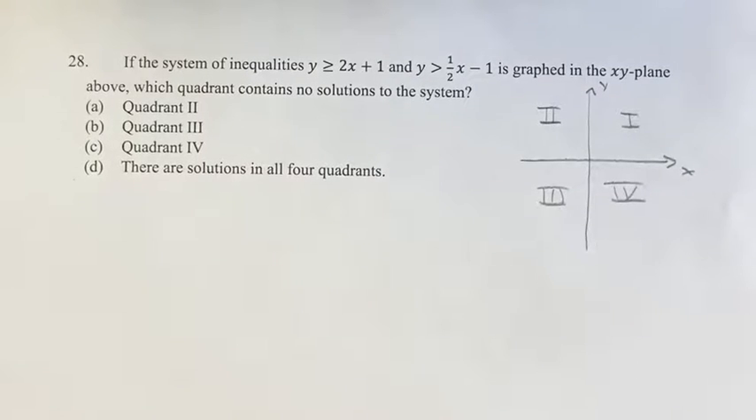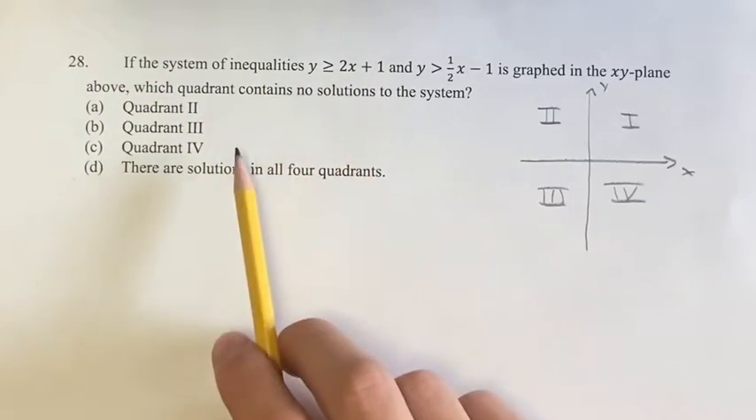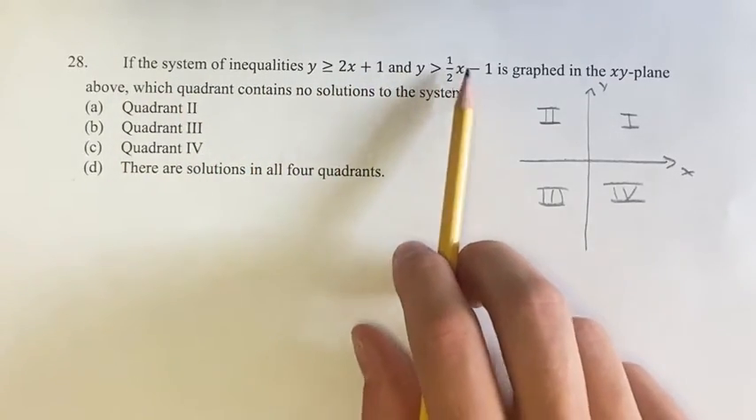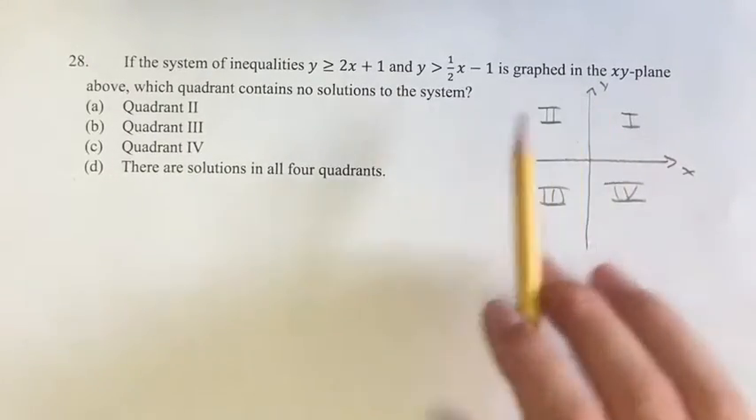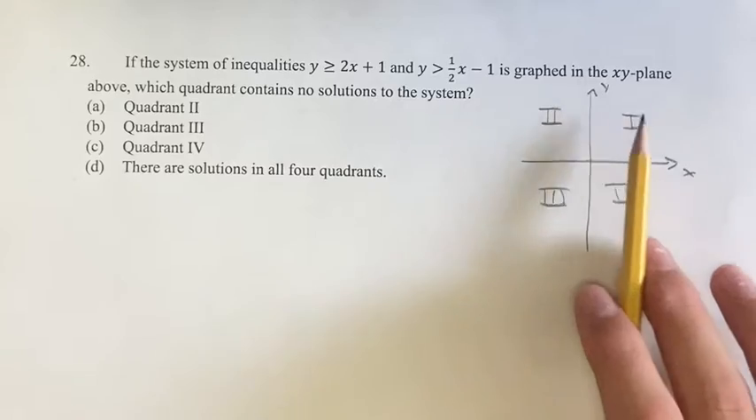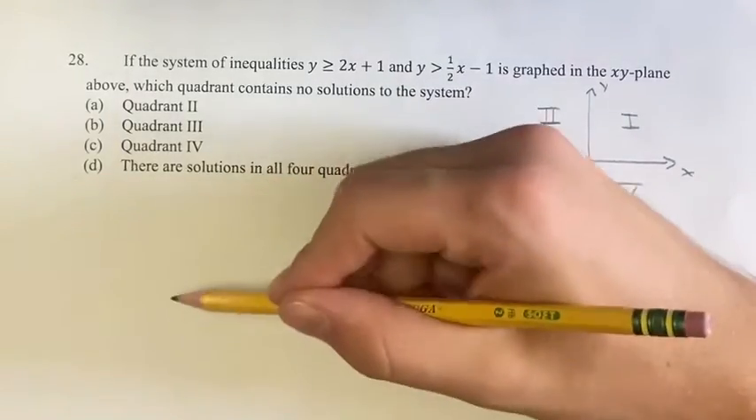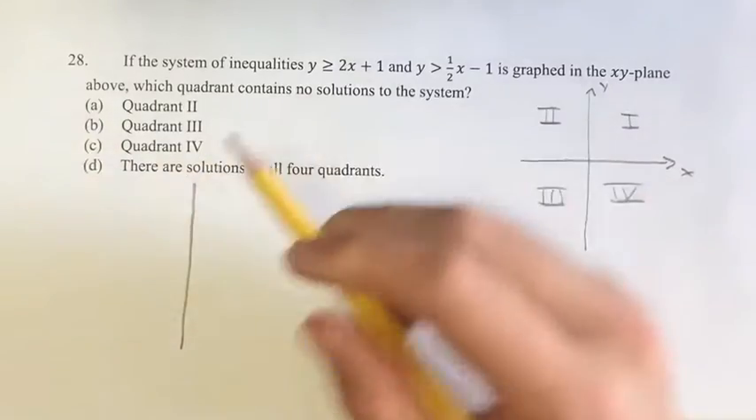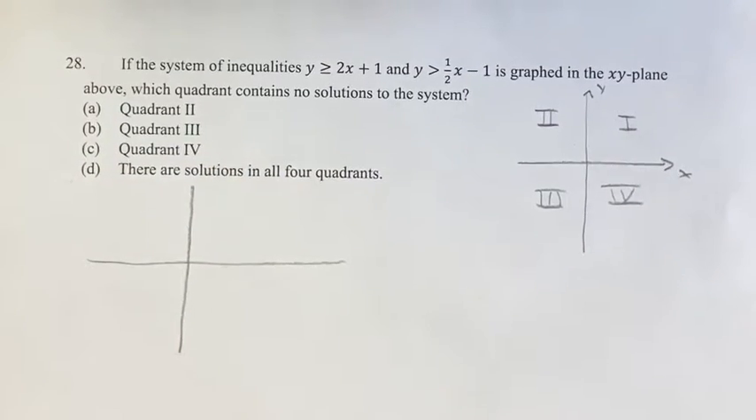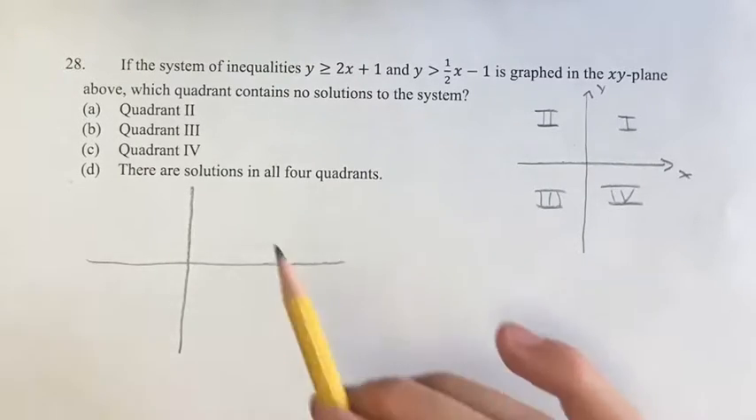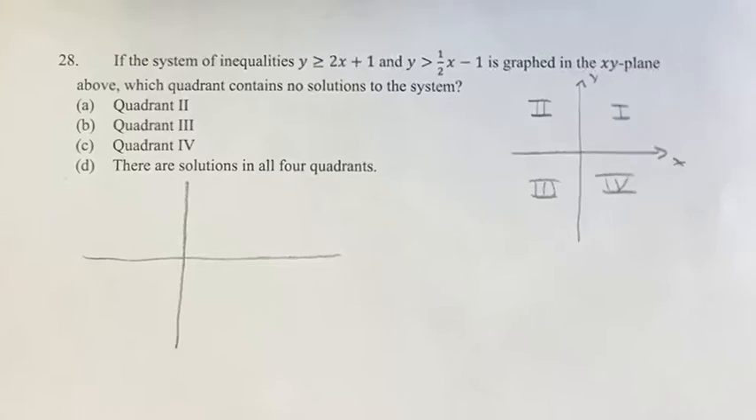In this problem, we're asked that if the system of inequalities y is greater than or equal to 2x plus 1 and y is greater than 1/2 x minus 1 is graphed in the xy plane, which of the following quadrants contains no solution to the system? So we're going to have to graph this on our own and find the regions that contain solutions and then see which of these quadrants, if any, contains no solutions.